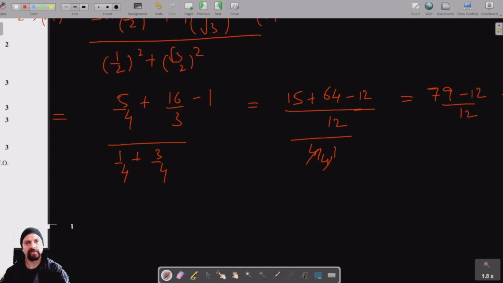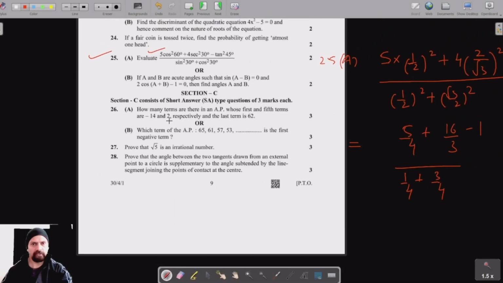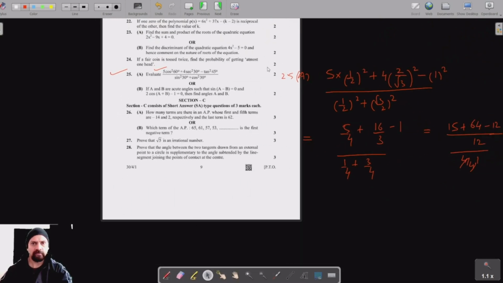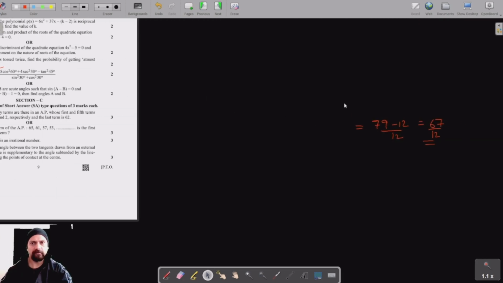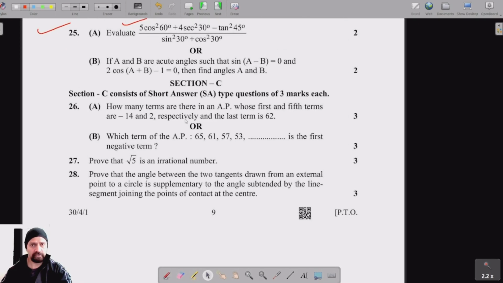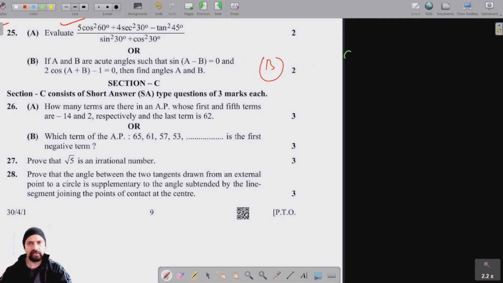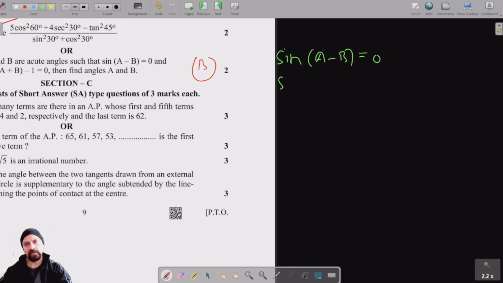Let's move on to part B. It's given that A and B are acute angles, and it's given that sine of (A minus B) is 0. We know that the angle for which sine is 0 is 0, since sine 0 is 0. So the sine cancels, and A minus B is equal to 0.